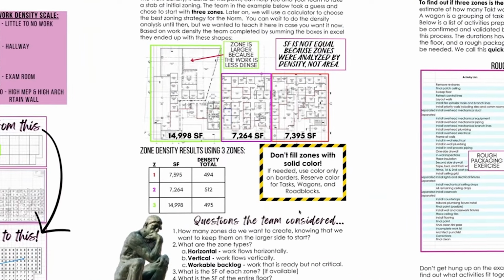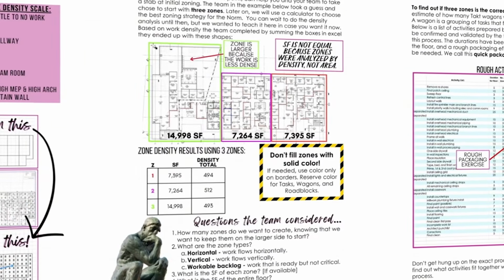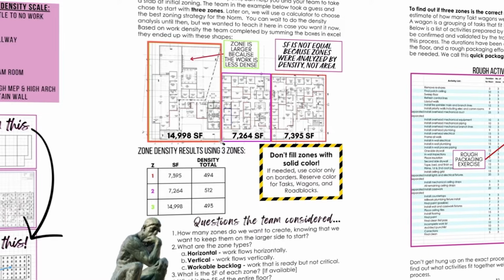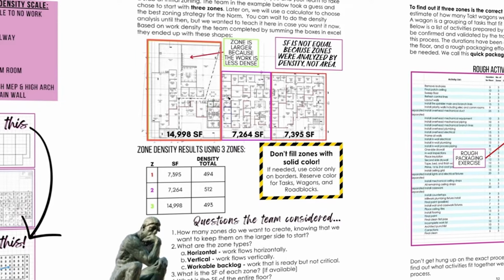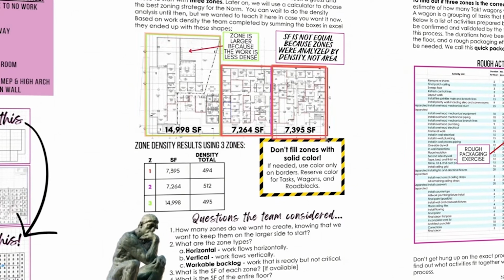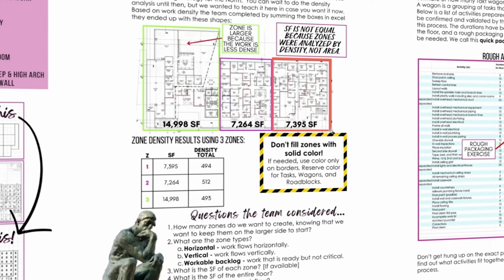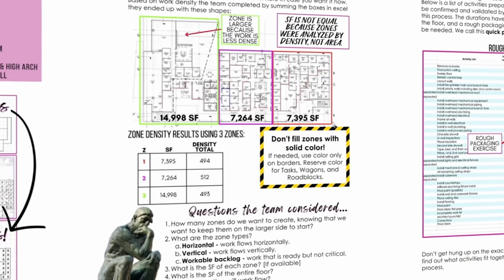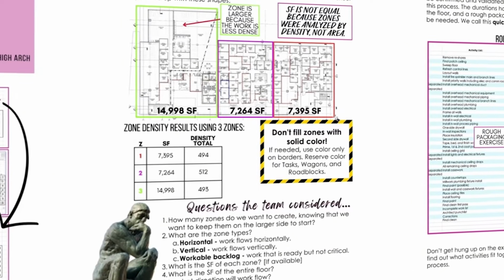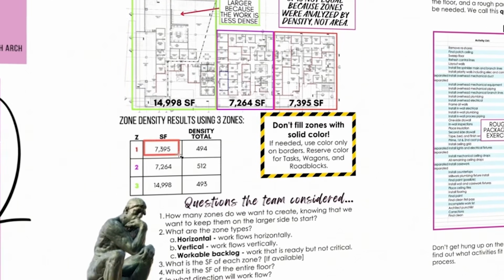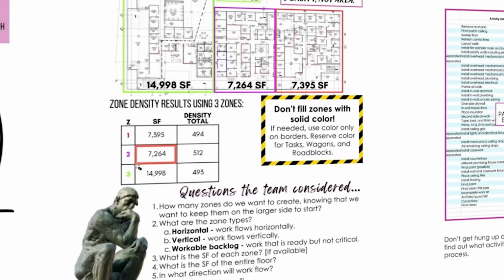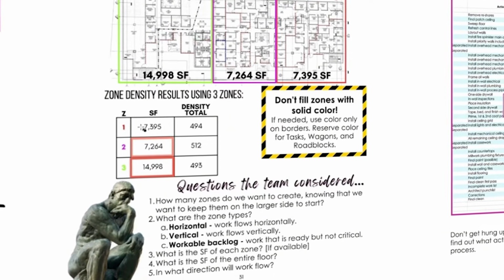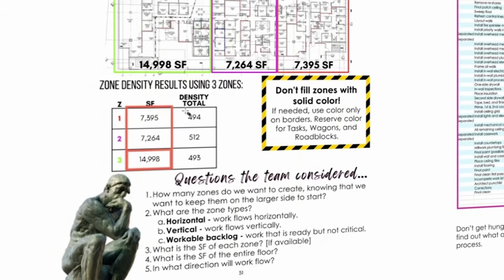Because, and let me take you to this page first before I take you to the activity, this team, and you don't have to do it exactly like I'm showing you in the book, professors and teachers and company leaders, but a real team did this analysis. They said, I want 1, 2, 3 zones, and then they went into the template and started to adjust their zone sizes by density. You can see the square foot for zone 1, with its associated color, was 7395. Zone number 2 was 7264. Zone number 3 was 14998. These are not equal. But if you look at the density scores, 494, 512, 493 don't look too bad.